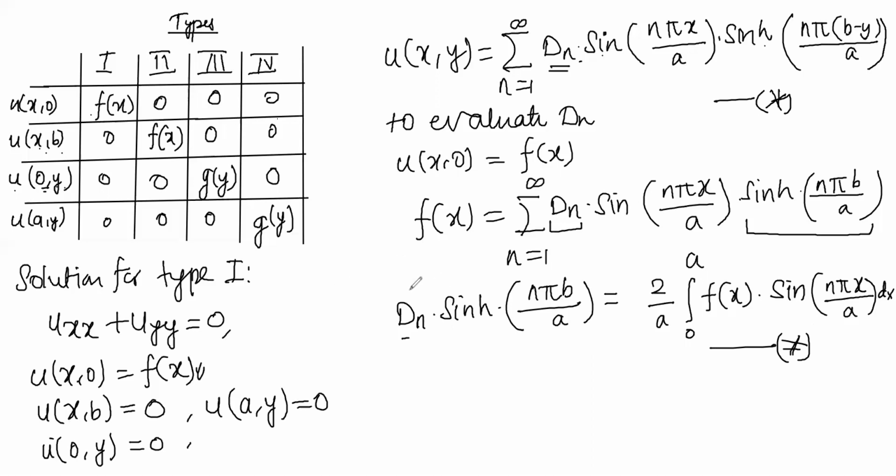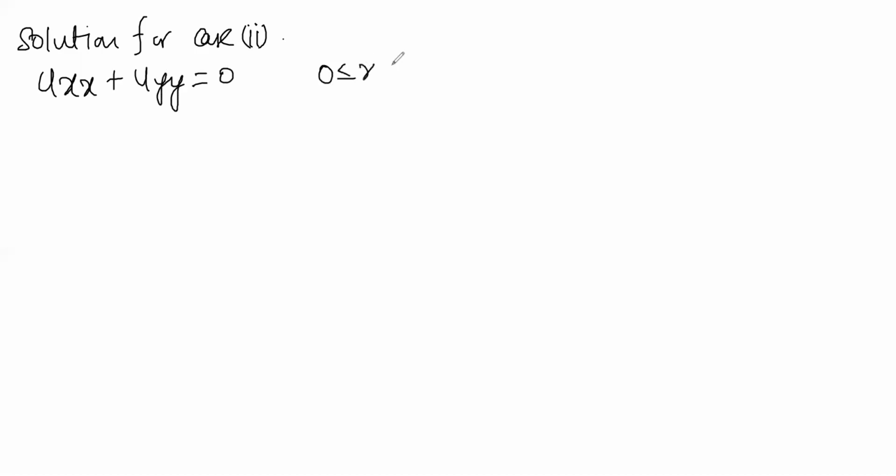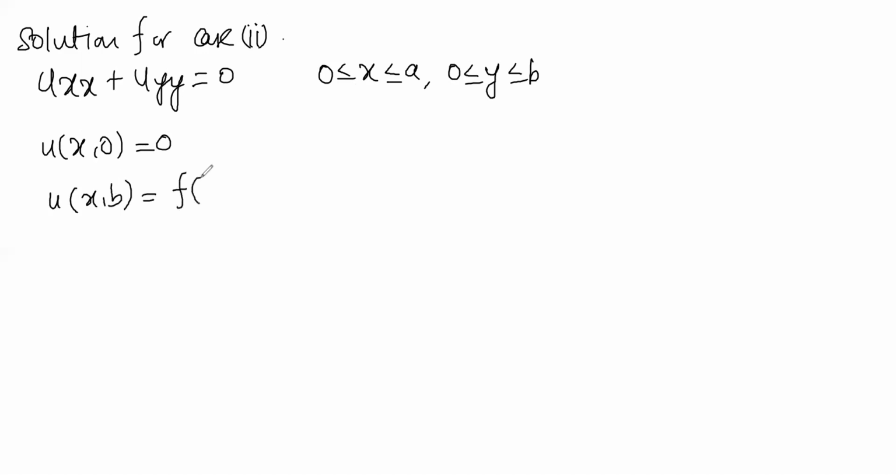Now just let me solve one more. I'll evaluate case 2 and I'll leave case 3 and case 4 to you. So let me evaluate case 2. What is the solution for case 2? First let me write down case 2. It's u_xx plus u_yy equal to 0, with 0 less than or equal to x less than or equal to a, 0 less than or equal to y less than or equal to b. And then you have here u(x,0) is 0 this time, and u(x,b) equal to some function of x, and then u(0,y) is 0, and u(a,y) is also 0.